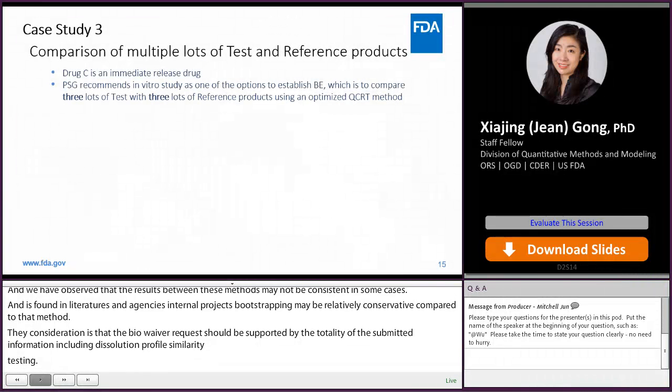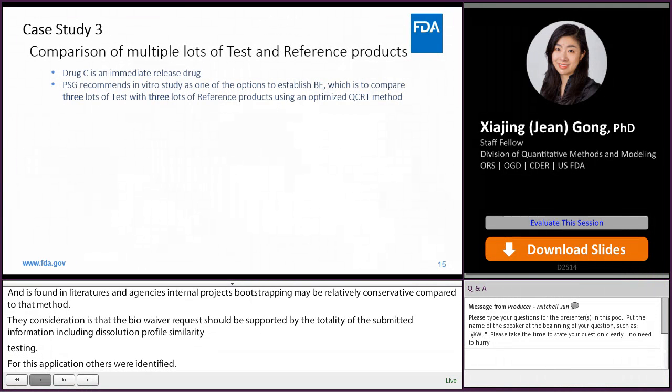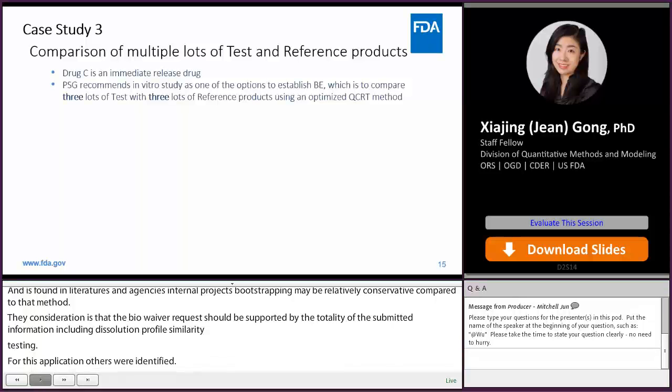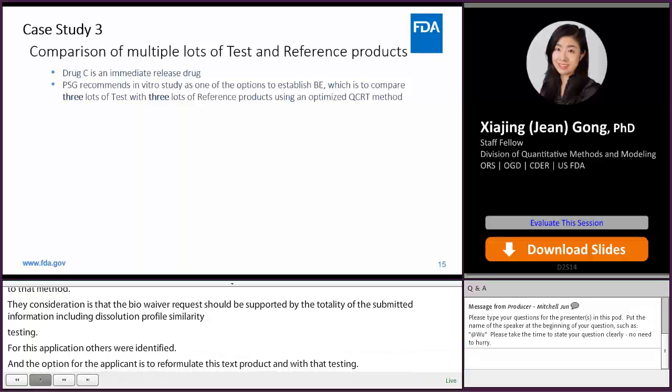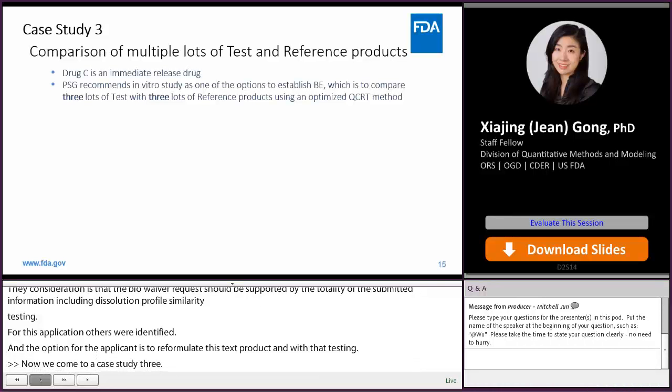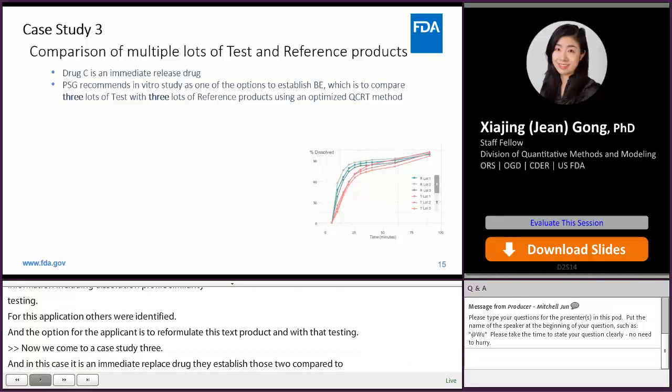Now we come to case study 3. In this case, drug product C is an immediate release drug. Its PSG recommends in vitro study as one of the options to establish bioequivalence, which is to compare 3 lots of test products with 3 lots of reference products using an optimized quantitative capsule rupture testing QCRT method. The figure shows the mean dissolution profile for each lot.